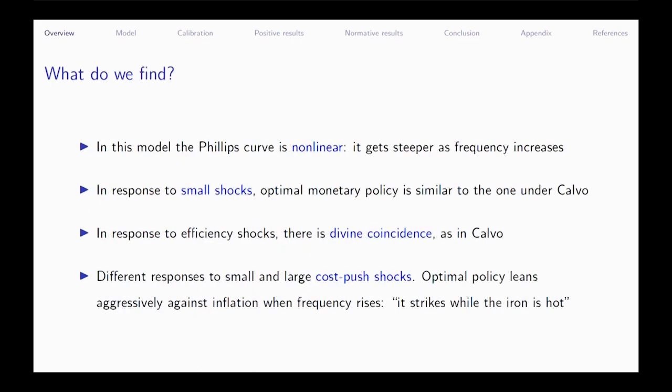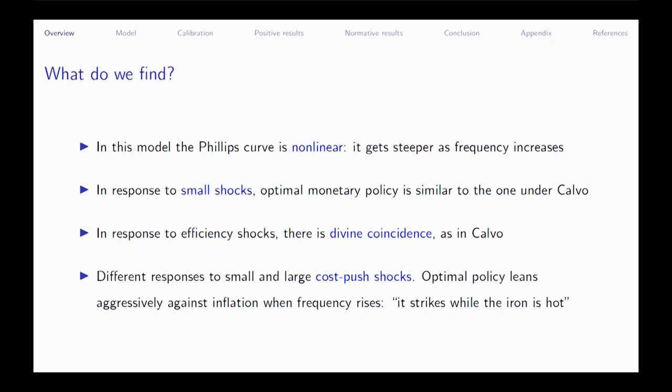So to remove any suspense, let me briefly summarize our results. In this model, the Phillips curve is indeed nonlinear. It gets steeper as frequency increases, and the rising frequency is key for that fact. And it turns out that in response to small shocks, for which the Phillips curve is locally linear, optimal monetary policy is similar to the one under Calvo pricing, the familiar one from the textbooks.